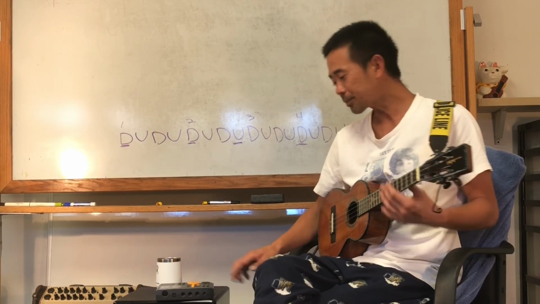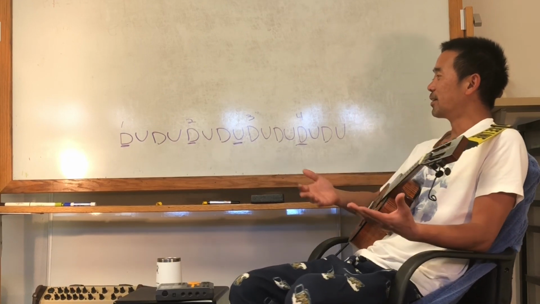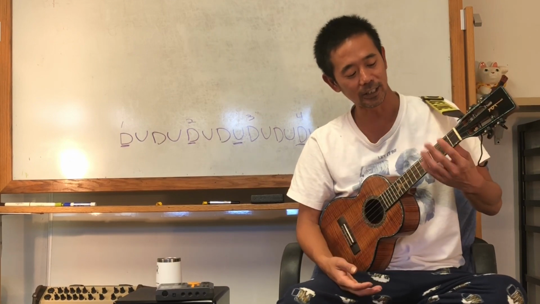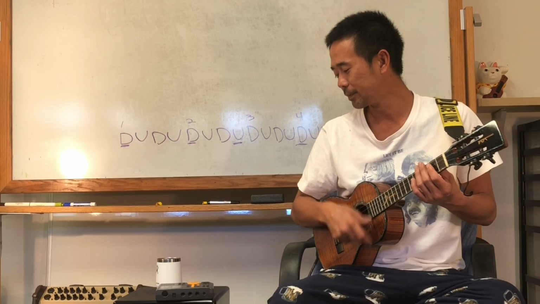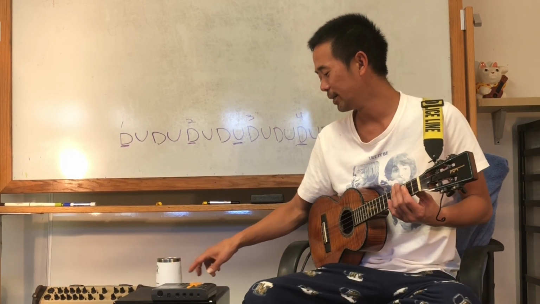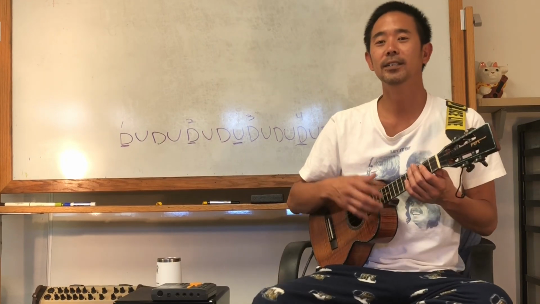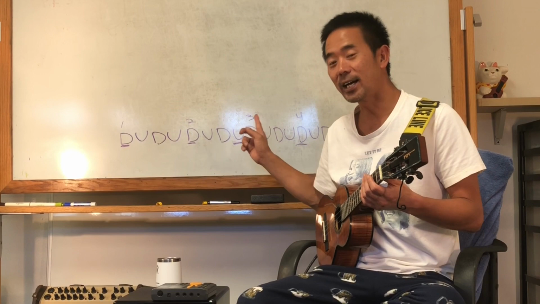Okay? So let's try this together. It's really slow. Get your ukuleles out and let's just do it together. I'm just muting the strings here, so just touch the strings softly. Okay, and listen to the beat. Here we go. 1 and up, 2 and up, 3, 4, ready, go. Oh wait, I'm sorry. Let's do it without the accents first.